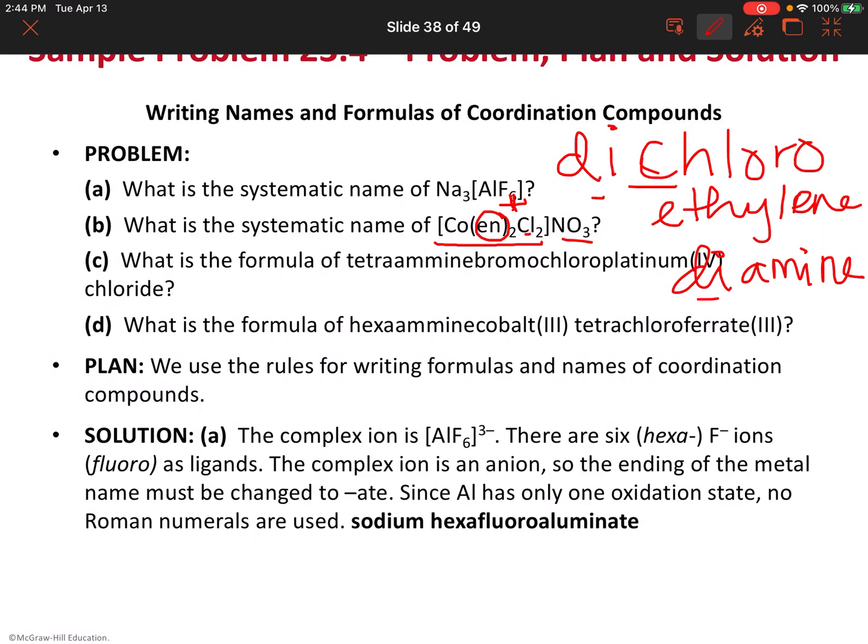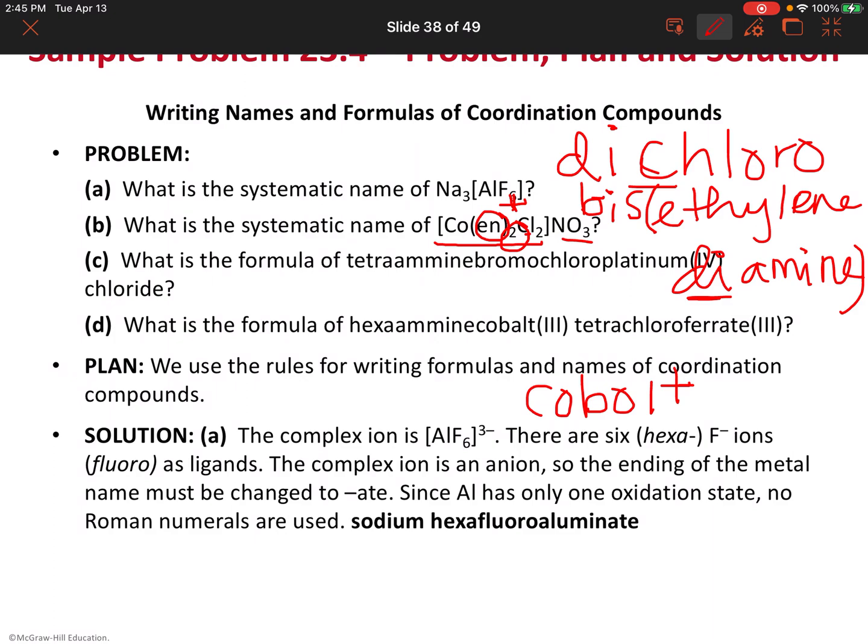Now for ethylenediamine, there is a "di" already in the name, but there are 2 of those ethylenediamine groups. So to represent that, we have to put the prefix bis, B-I-S. Bis represents 2. Dichlorobis(ethylenediamine), and Co stands for cobalt. Cobalt is a transition element, so we need to figure out the oxidation number for the cobalt.